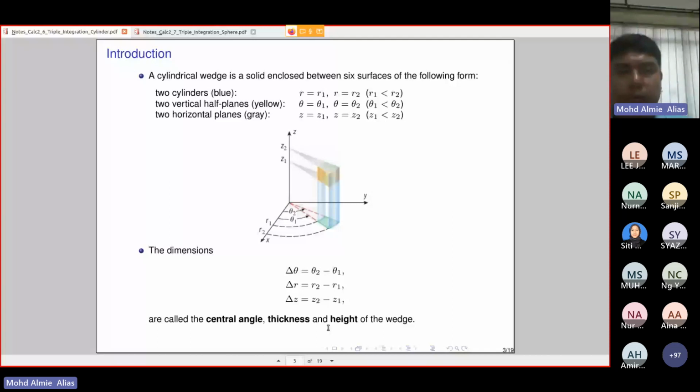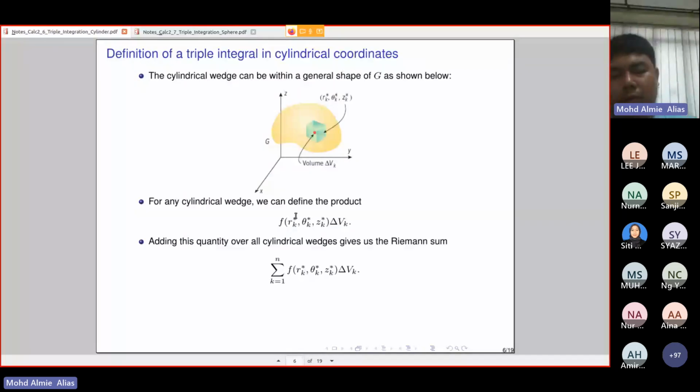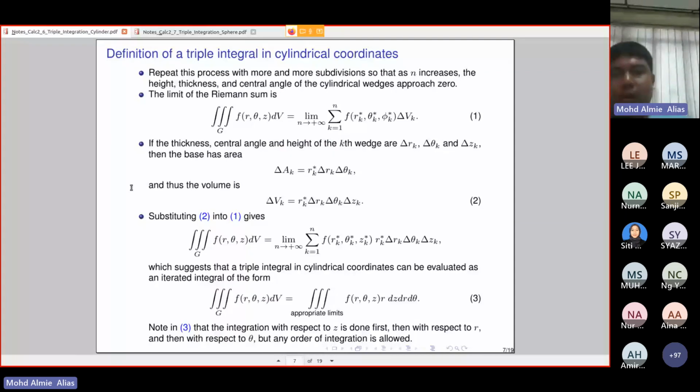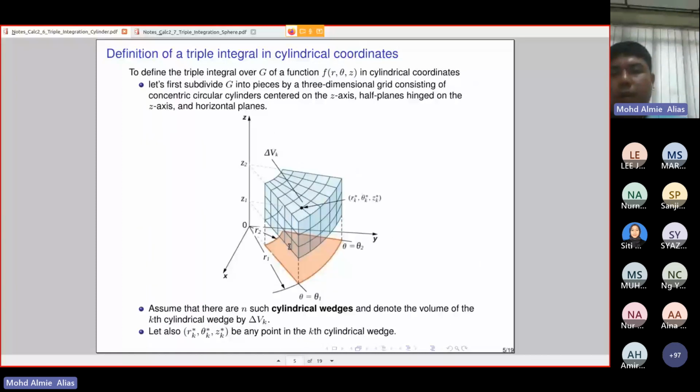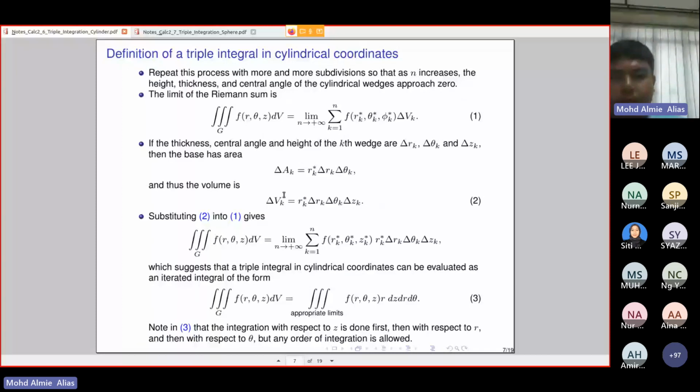Okay, and then we discussed the limit of the Riemann sum, which is actually the triple integral over this solid G. And it's mentioned in the slide, as shown here, that the delta V is actually r delta r, delta theta, delta z.